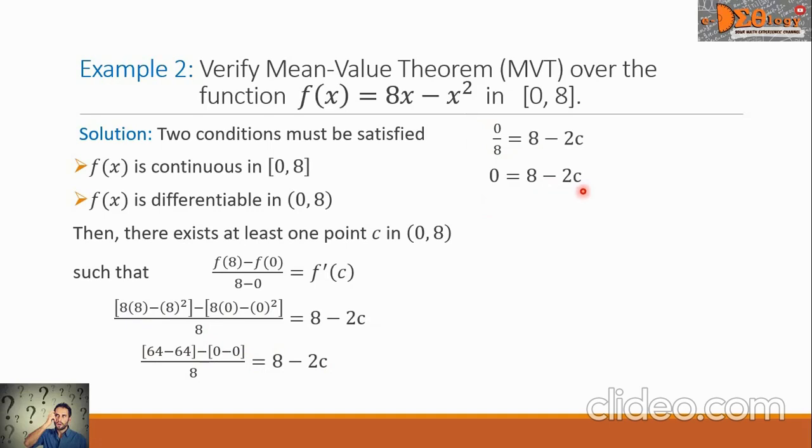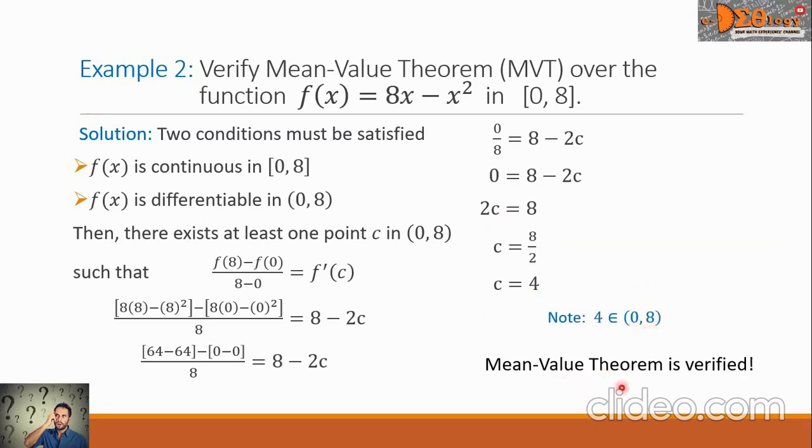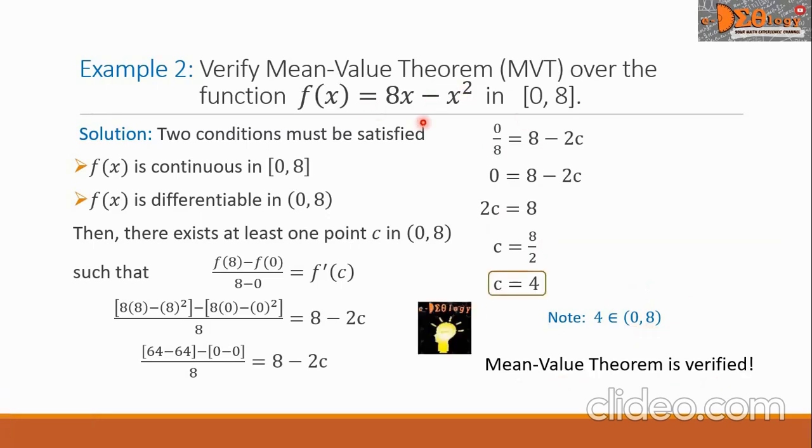This negative 2c we will transpose to the left. The negative 2c becomes positive 2c, and this is equal to 8. To get the value of c, divide both sides by the number 2. So we will have c equals 8 over 2, and this is now equal to 4. Take note that the number 4 is in the open interval from 0 to 8. Now we can say that the mean value theorem is verified for this function. This is our final answer.